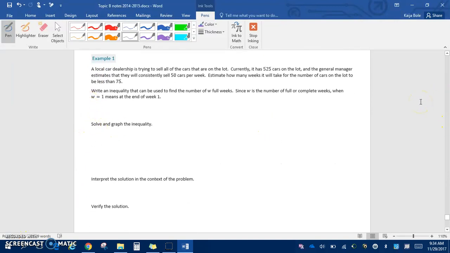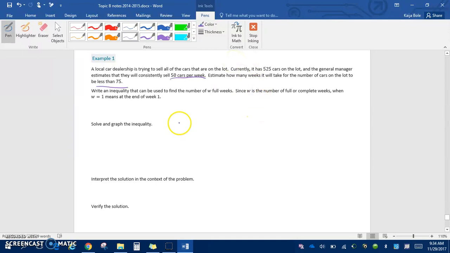This says, a local car dealership is trying to sell all of the cars that are on the lot. Currently, it has 525 cars on the lot, and the general manager estimates that they will consistently sell 50 cars per week. Estimate how many weeks it will take for the number of cars on the lot to be less than 75. Write an inequality that can be used to find the number of full weeks, W. Since W is the number of full or complete weeks, when W equals 1, it means at the end of week 1. So, first we need to write the inequality.